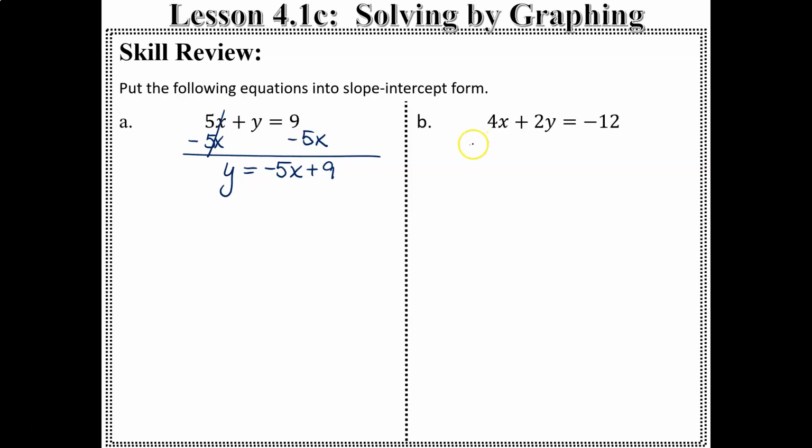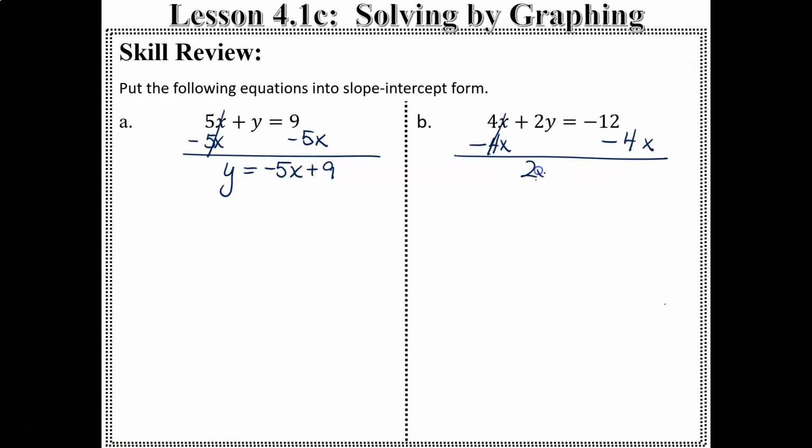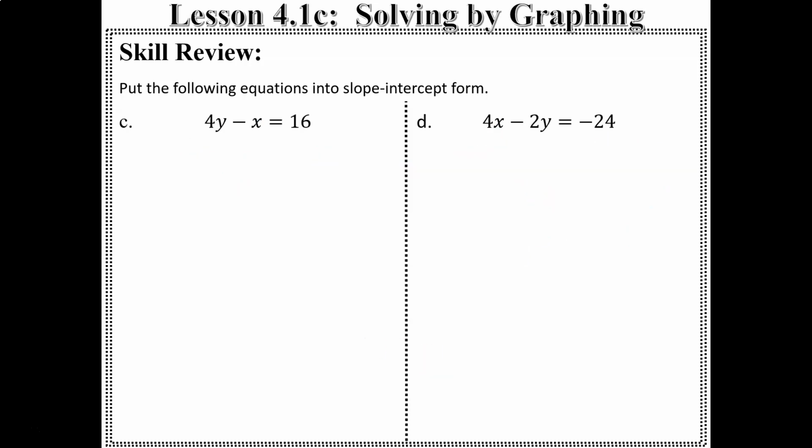So B, the first step we're going to do is move that 4x over to the other side. So I have 2y over here, and I automatically just put that there on the left side, but you don't have to. So now I'm going to divide everything by 2. y equals negative 2x minus 6. That's B. It kind of goes up and down. These are numbered weird.